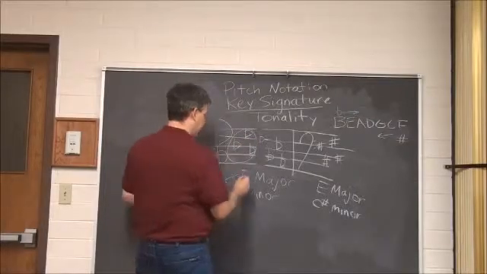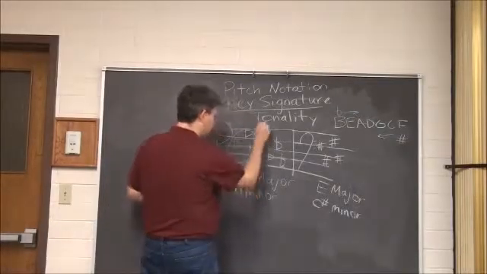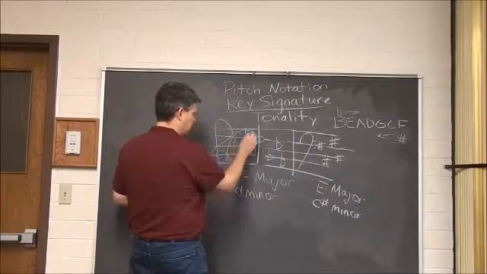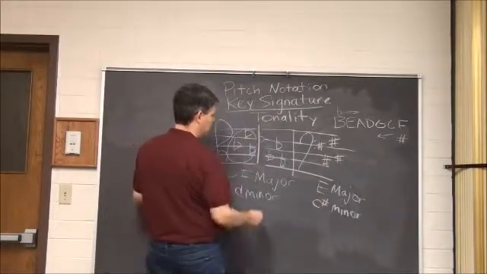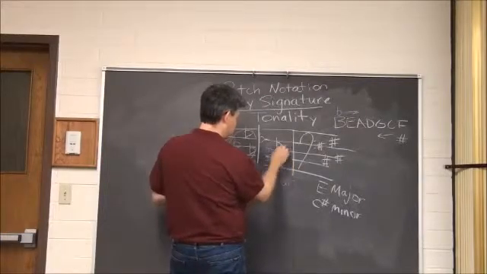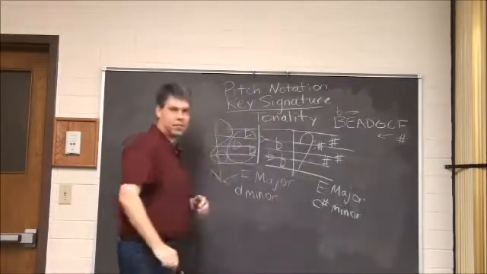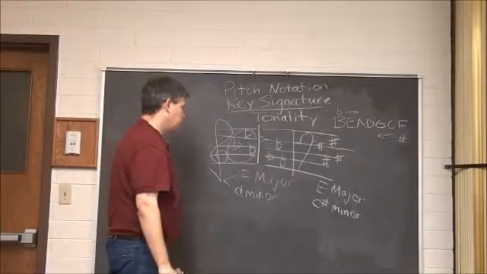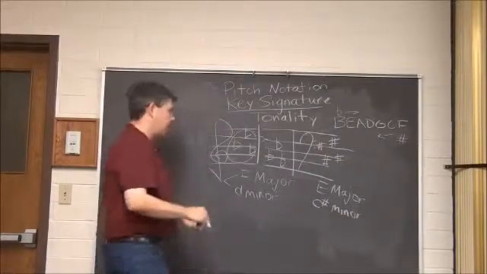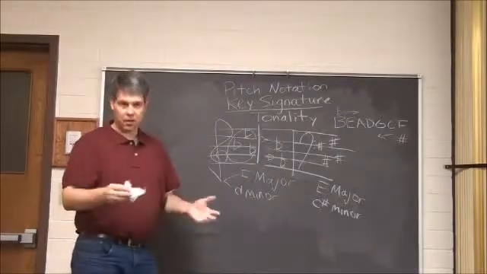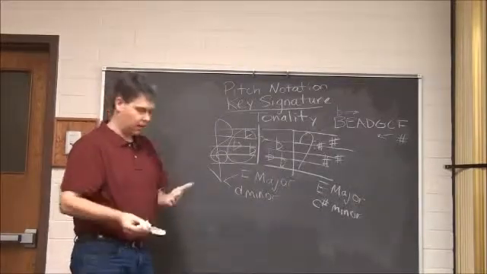So if I have 3 flats, we'll cut it off here. Here's my next to the last flat, that's on E, so I'm in the key of E flat. If I have 7 flats, I look at the next to the last flat, that's on C, so my key is C flat. Okay? Hopefully that makes sense. But there's just a little trick there to help you understand what the keys are and how it associates.